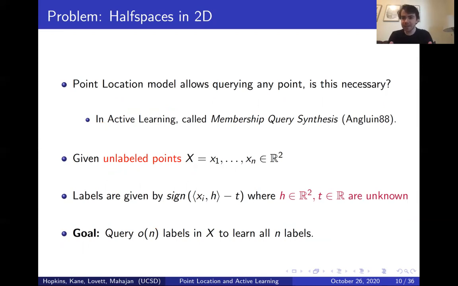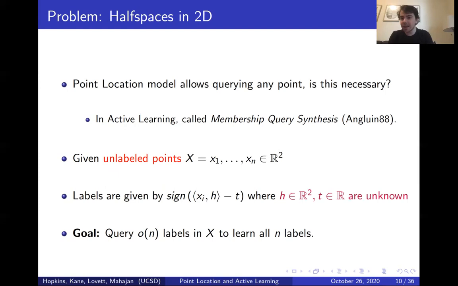But it's reasonable to ask, is this model reasonable? Is it necessary? If we could get away with not synthesizing points, it would be simpler and probably better in practice. So can we get away with this? To answer this, let's examine a very basic example, half spaces in 2 dimensions, which is a standard enough and basic enough class that your model had better work for this.